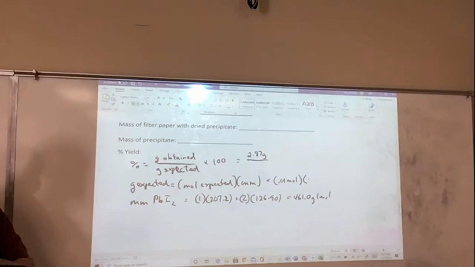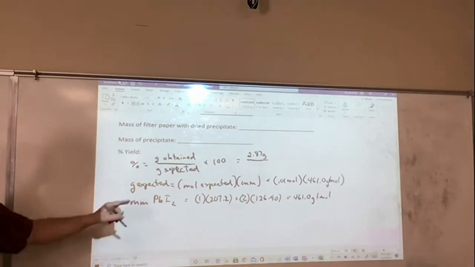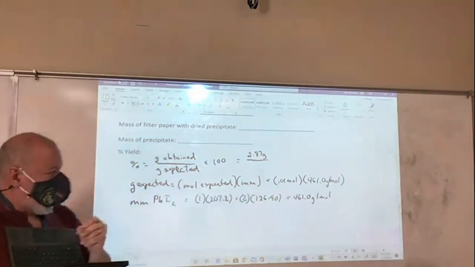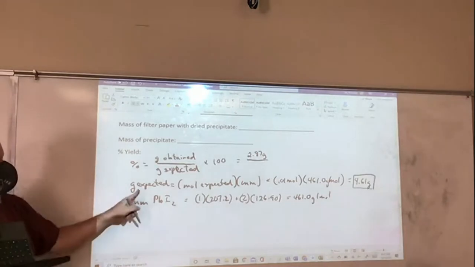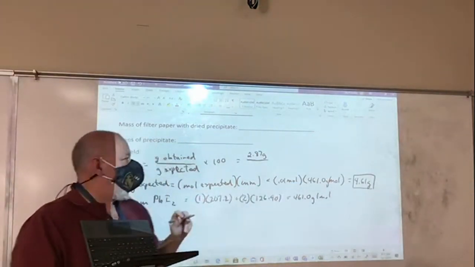So we plug that back into our molar mass here. And I'm just going to move my decimal places two places to the left, right? So I get 4.61 grams. Okay? I expected 4.61 grams.